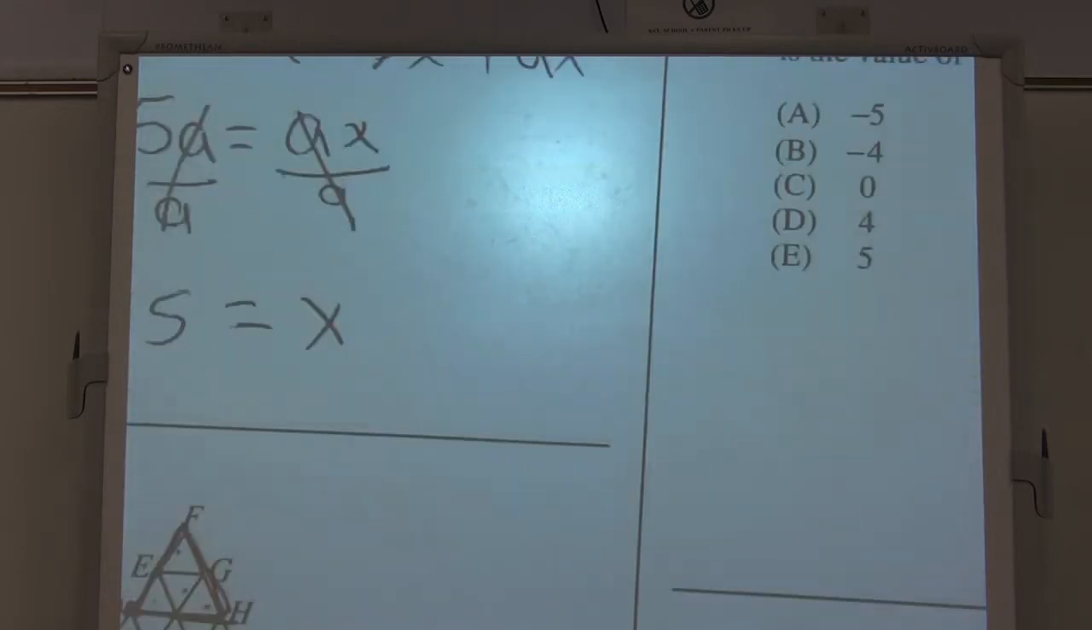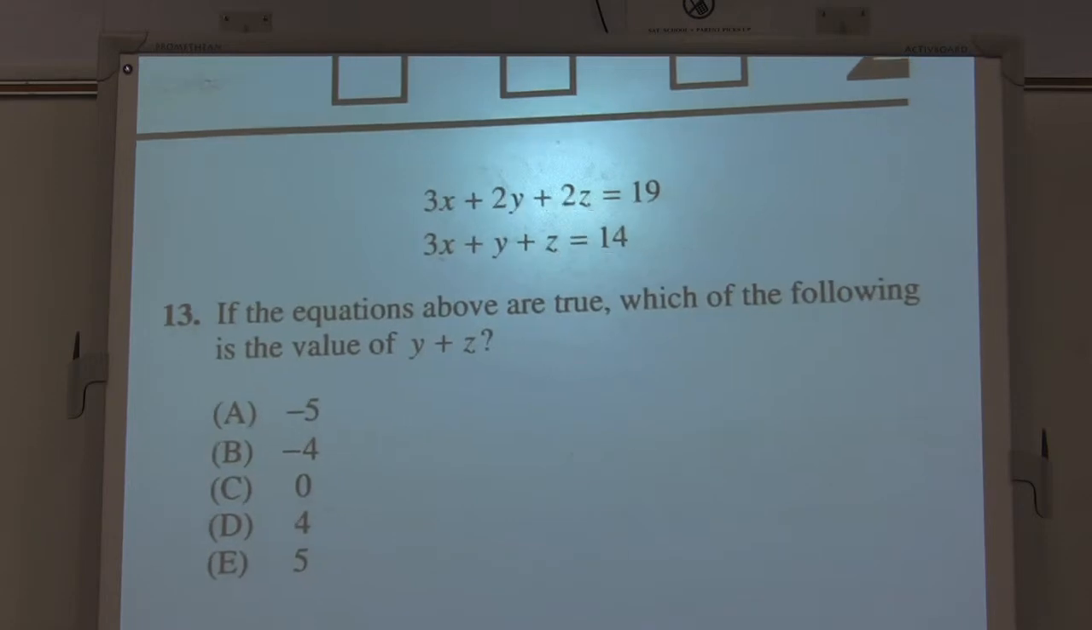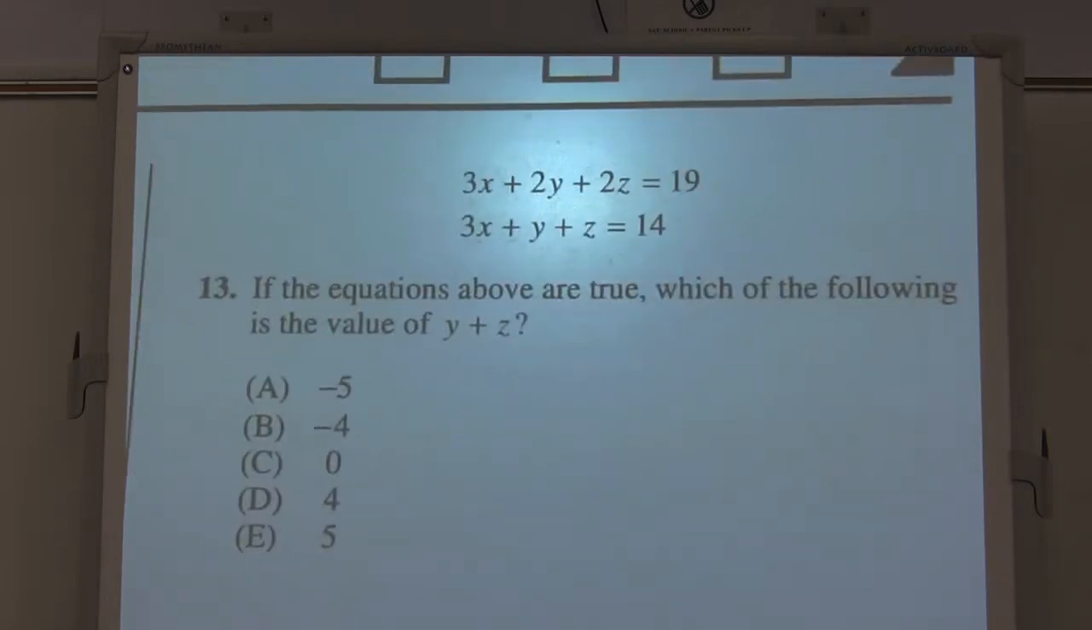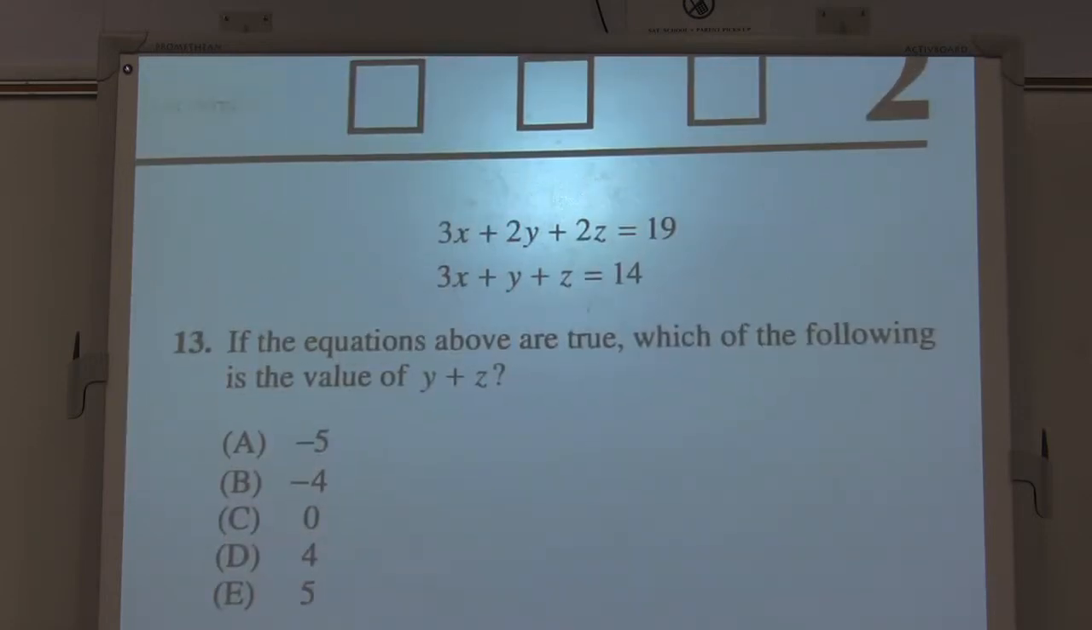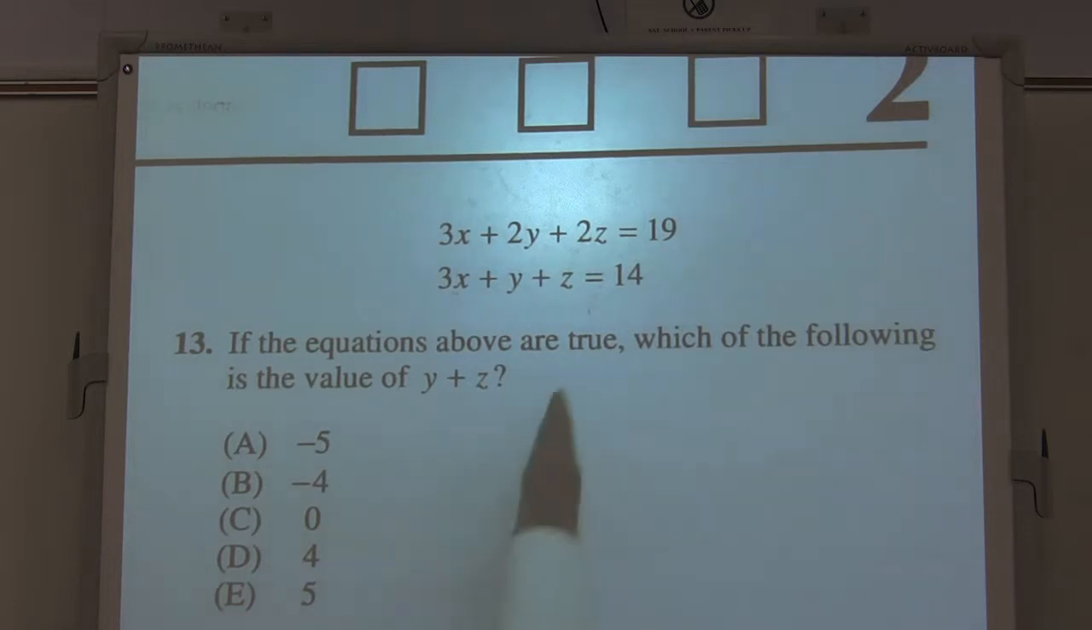Okay, number 13. Squeeze this over there. Okay, it says, if the equations above are true, which of the following is the value of y plus z? Okay, the big trap they want you to fall in, you guys, is they want you to think that you need to find what is y and what is z and what is x. You don't need to find that. You just need to find out what's y plus z.